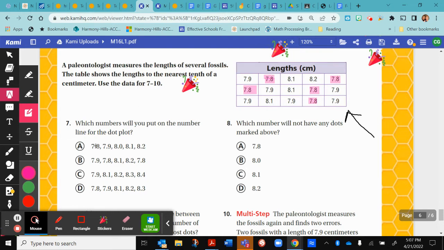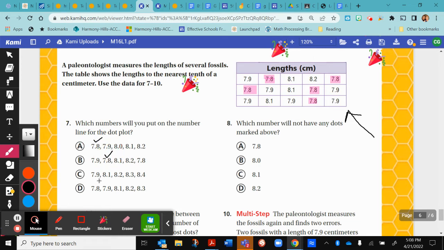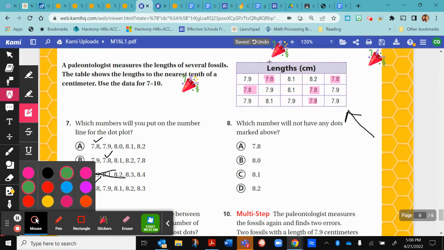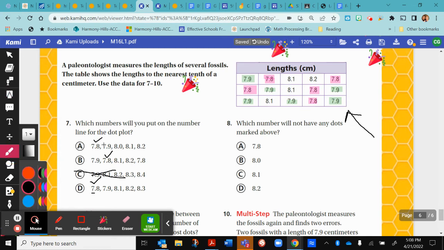All right, very good. Now I'm going to look over here and I'm going to put this in black. I have 7 and 8/10. There's not a 7 and 8/10 there, so that's not going to work. And there's a 7 and 8/10 here, so that's a check mark. I'm going to go to the next one. Do this in green. I have 7 and 9/10. And that is it.